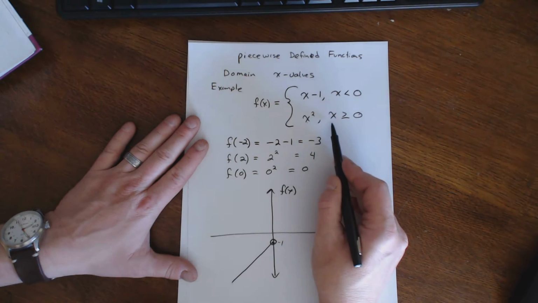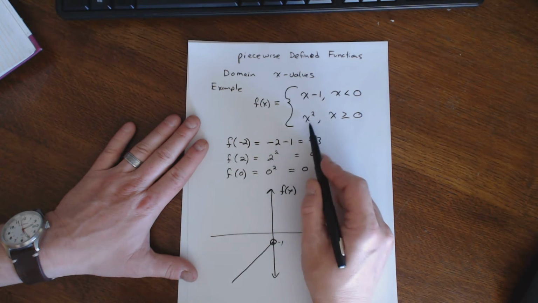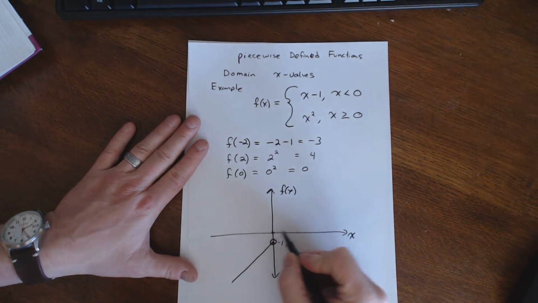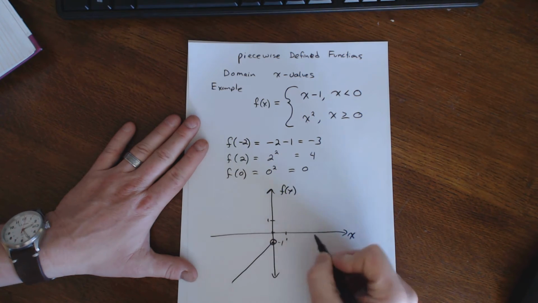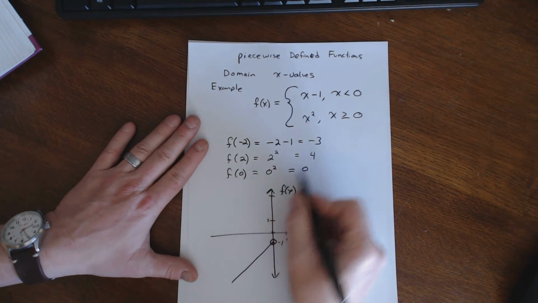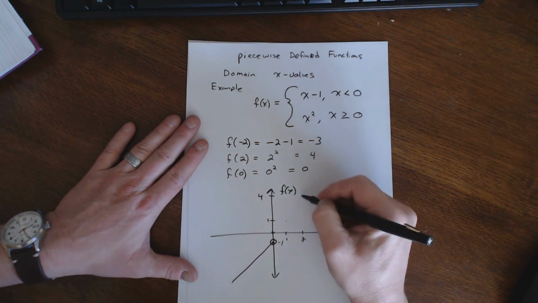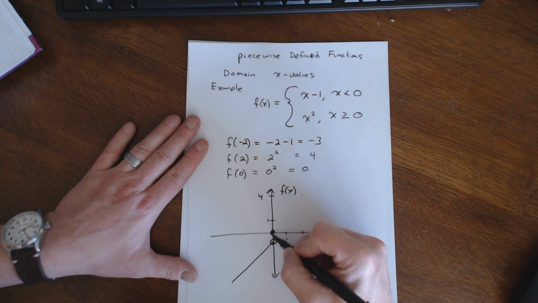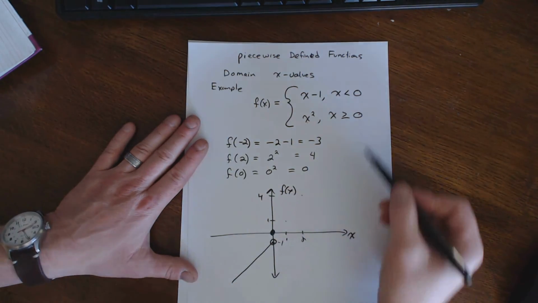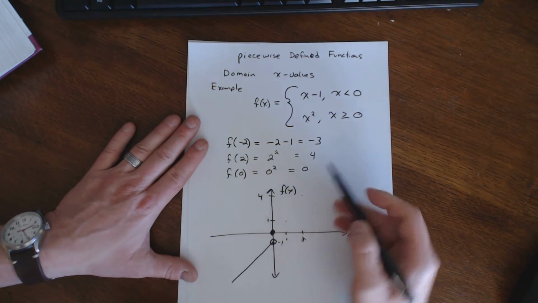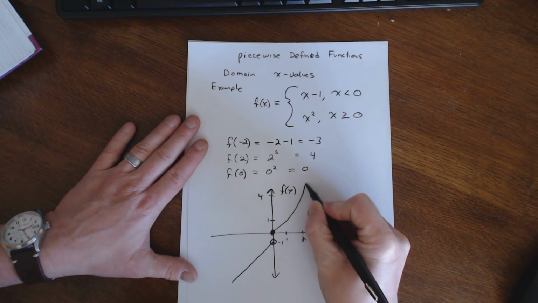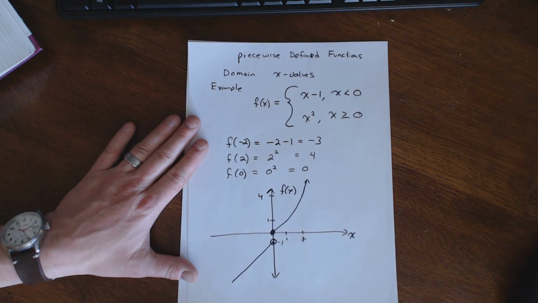Here, when x is greater than or equal to 0, this is x squared. So we know that 1 squared is 1, 2 squared is 4, as we found out here, and this is going to give us a quadratic. We're going to have a solid dot here, since we know that f of 0 is equal to 0, and then we can plot our parabola going through those points.